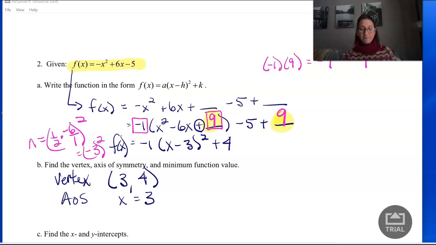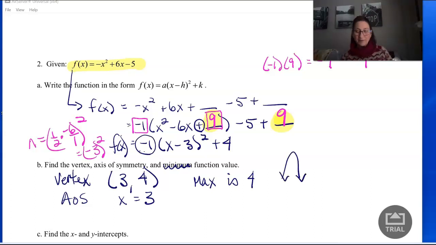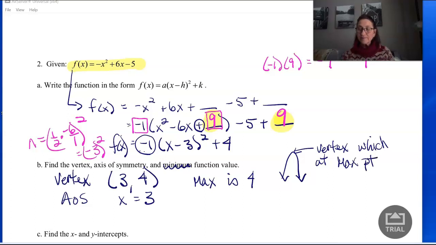And then, actually, I don't have a minimum value. I actually have a maximum value. My maximum is 4. And that's because of this negative 1, we have a parabola that's going to open down. So we are going to have a vertex which is at the maximum point of that parabola.